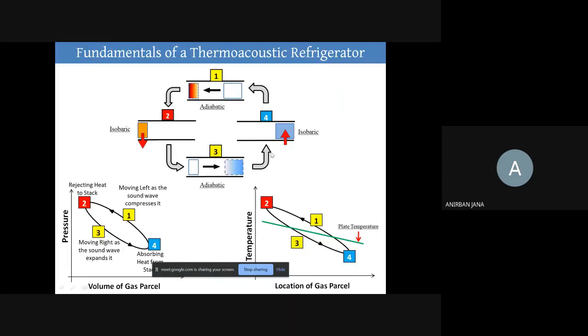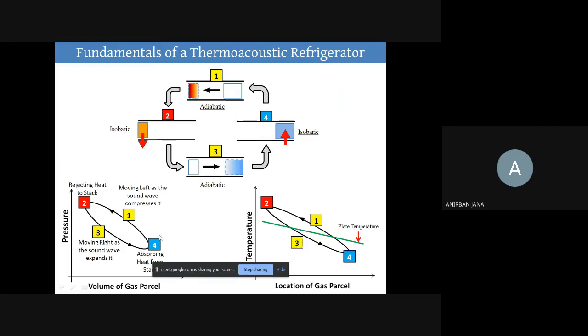So what we have here is an adiabatic expansion and adiabatic compression, which is a simple modeling of a sound wave. But at 2 and 4, you have an isobaric heat transfer. This is because the pressure at 2 is maintained, and so the gas parcel gives up the heat to the stack in an isobaric way. So this is the entire schematic.